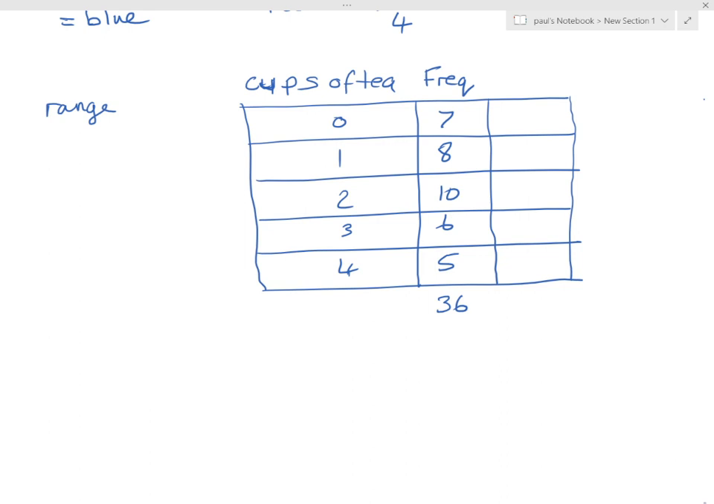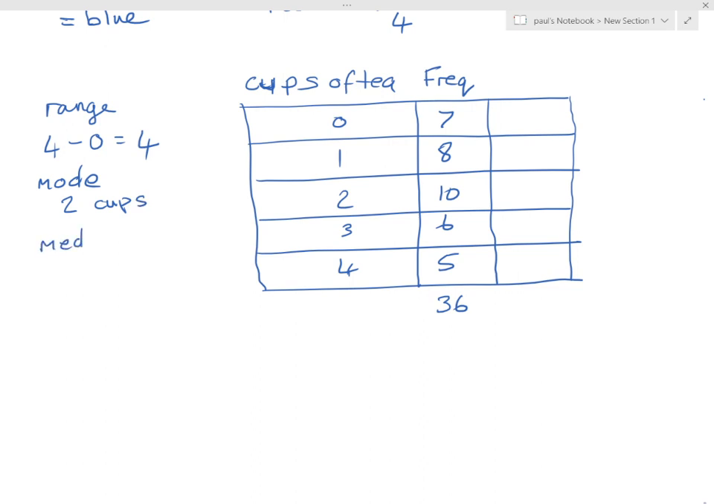So we've got 5 people drinking 4 cups of tea and 7 people drinking no cups of tea. So we must take into account no cups of tea because there is a positive answer here. If there were no people drinking no cups of tea, then you ignore it and the range would be between 1 and 4. But because people have drunk no cups of tea, you must include the number 0. So the range is 4. The mode is the most common amount of cups of tea drunk. So 10 people said they drank 2 cups of tea, therefore 2 cups is the mode.